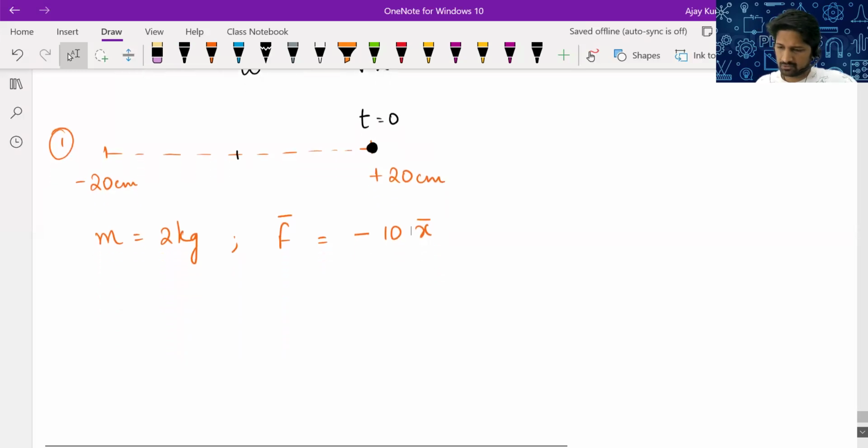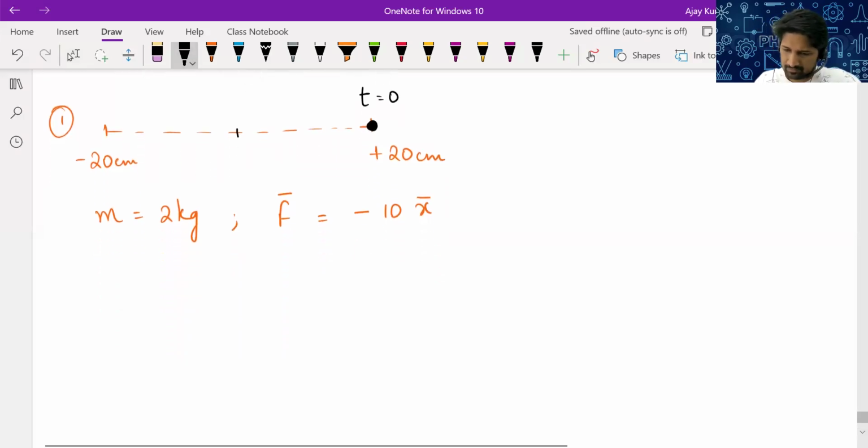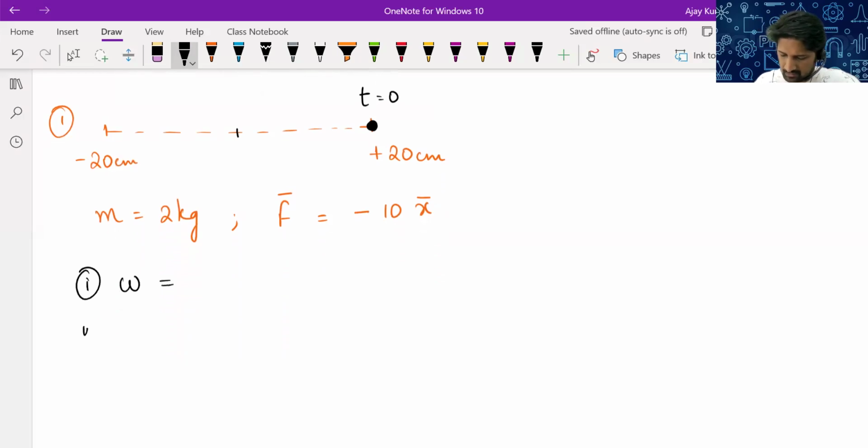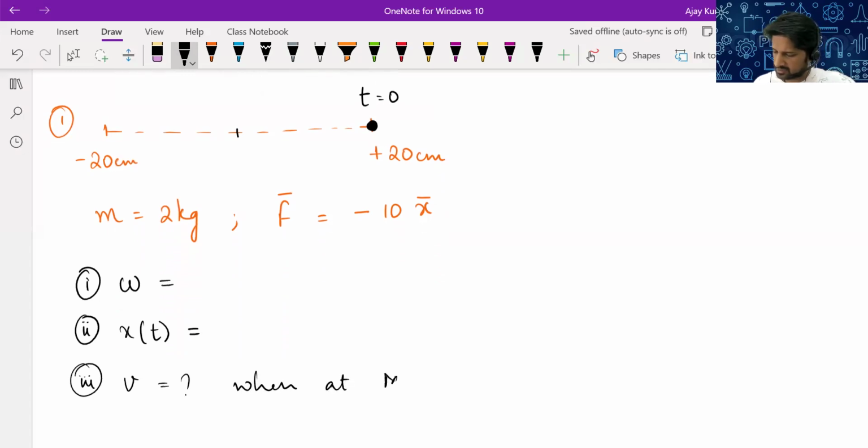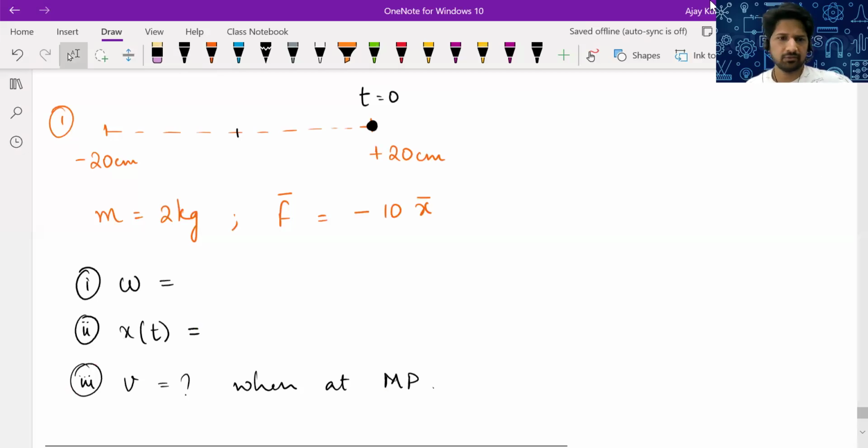So first thing I want you to do is derive omega, then write the displacement time function. Then you know from where it is released. So based on that, derive its speed when the particle is at the mean position. Okay, try all these. I'll give you 3 minutes.